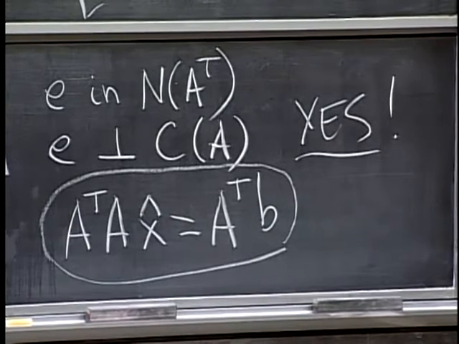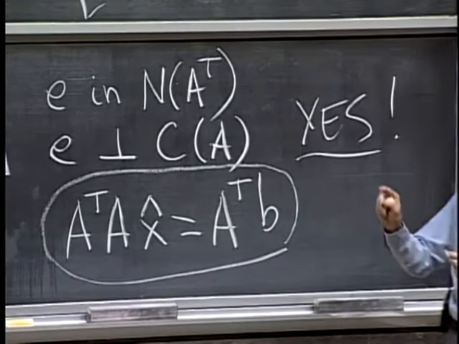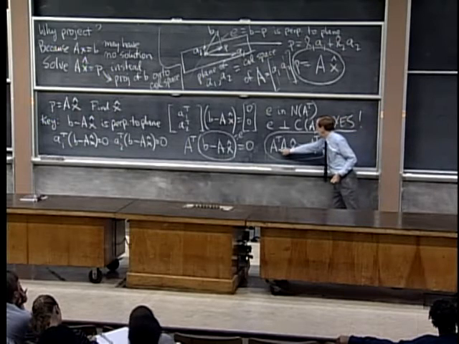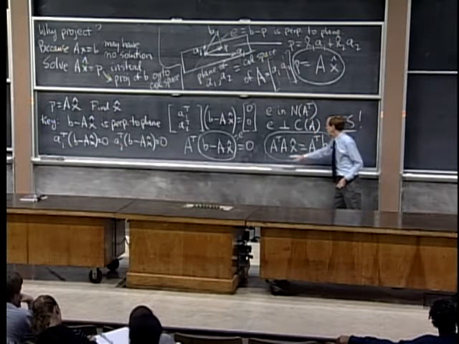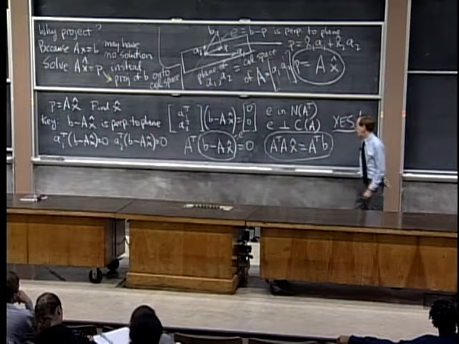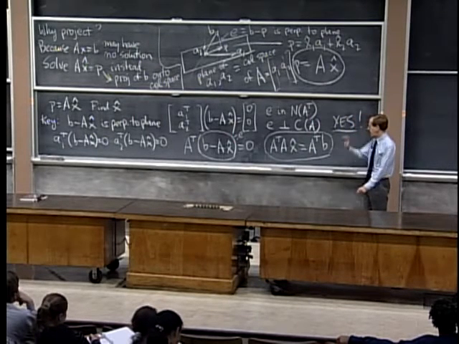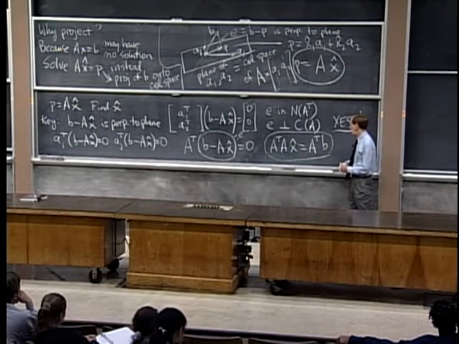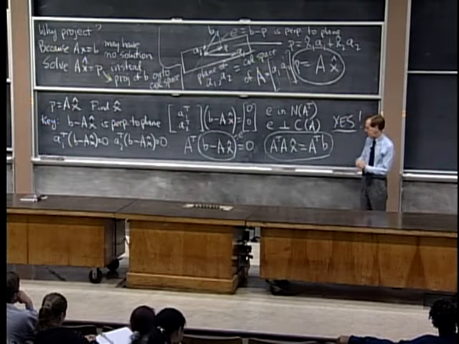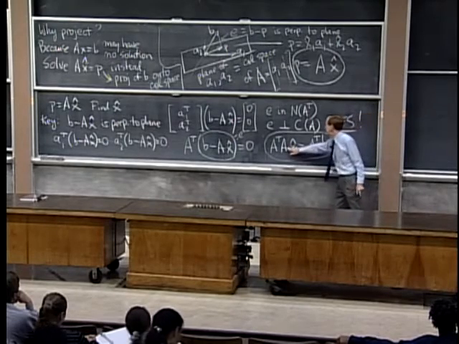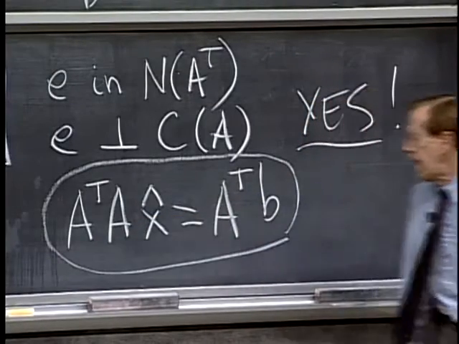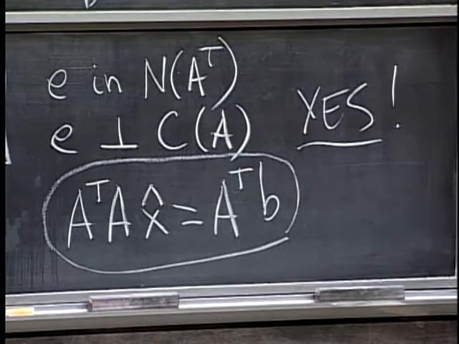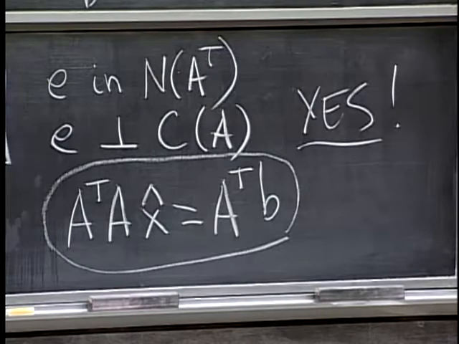And allow me to keep remembering the one-dimensional case. There, this was little a, so this was just a number. Little a transpose a was a row times a column, a number, and this was a number, and x was the ratio of those numbers. But now we've got matrices. A transpose A is an n by n matrix. Okay, so can I move to the next board for the solution?